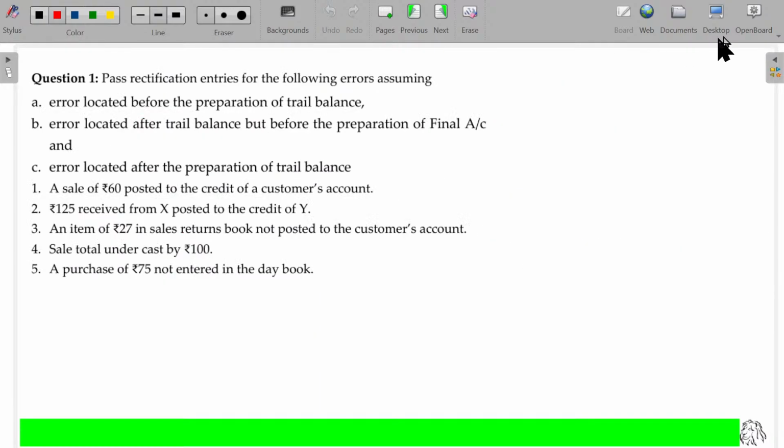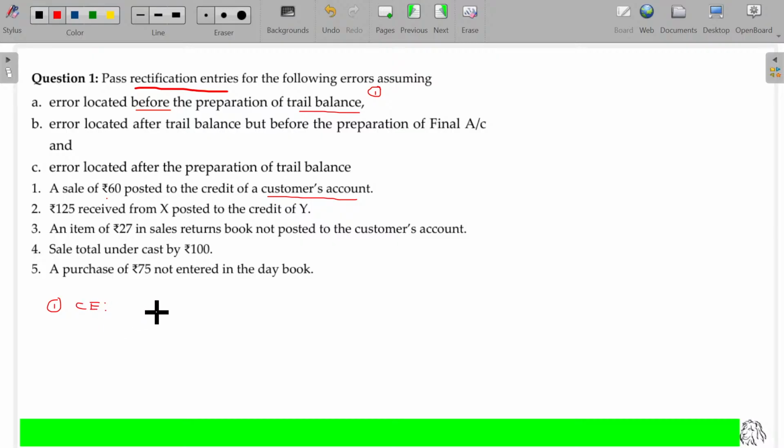So we'll start with question number 1. Pass rectification entries for the following errors, assuming the error is located before the preparation of trial balance. I'll do this one first. The rest of the 2 are just a variation, so we'll try to finish the first. A sale of 60 posted to the credit of customer's account. What is the correct entry for this? Come on, you can write it down. Make it faster. What is the correct entry?